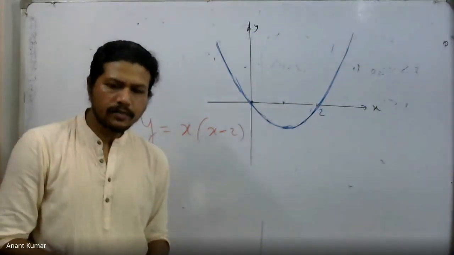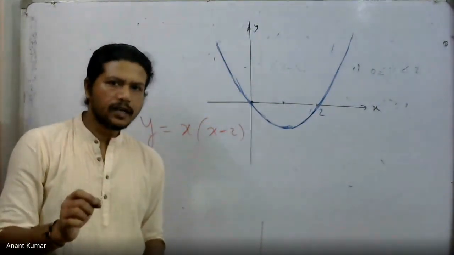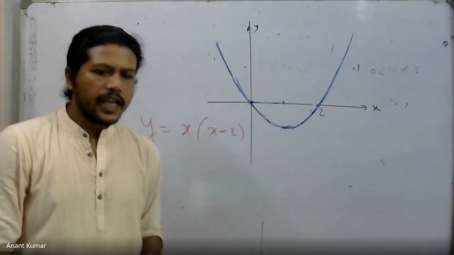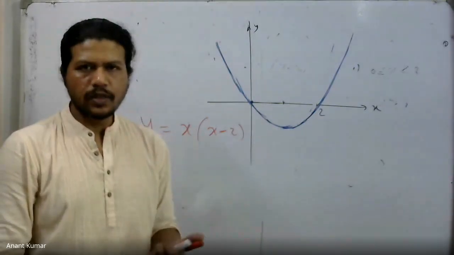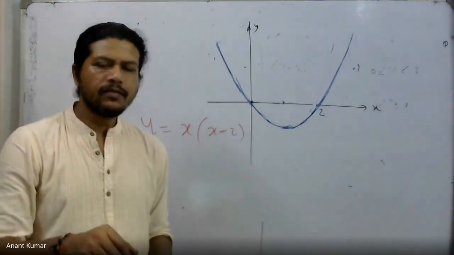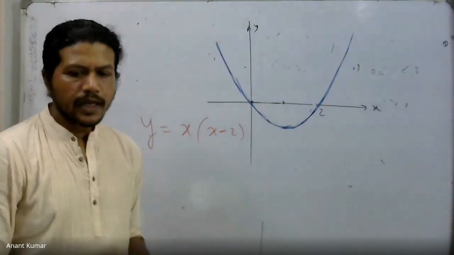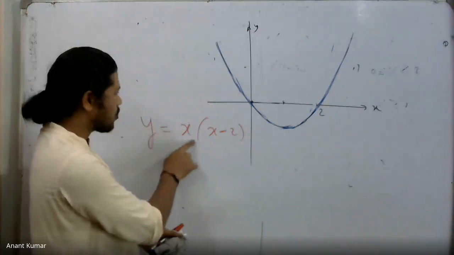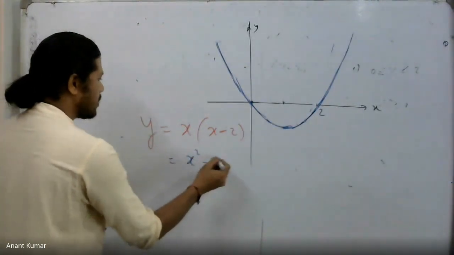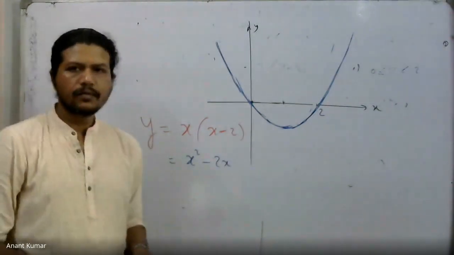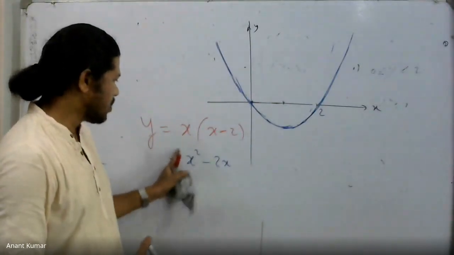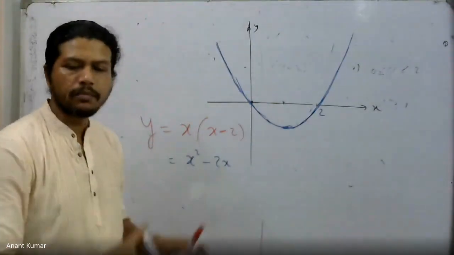It's a quadratic curve. Whenever you have a second degree curve, y equal to a second degree polynomial, the graph is always going to be a parabola. If the coefficient of x square is positive, the parabola opens up. But if the coefficient is negative, it opens down. In this case, the coefficient is actually 1. It is x square minus 2x. So it is going to have a coefficient of 1 and an upward opening parabola, so it's opening up.